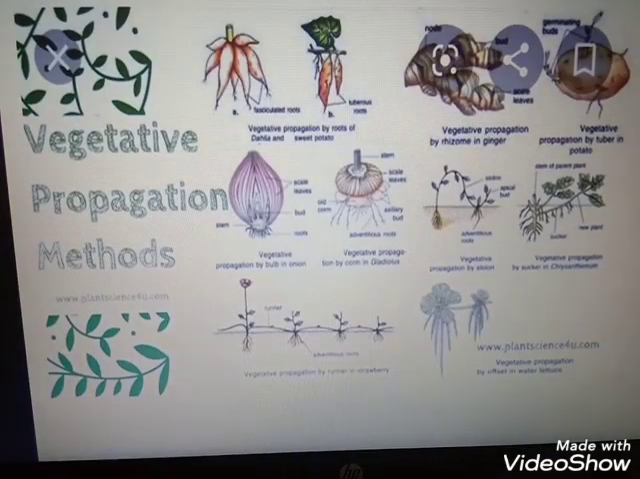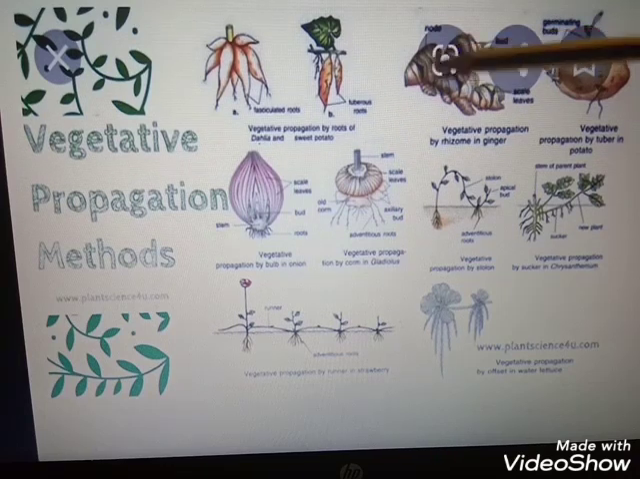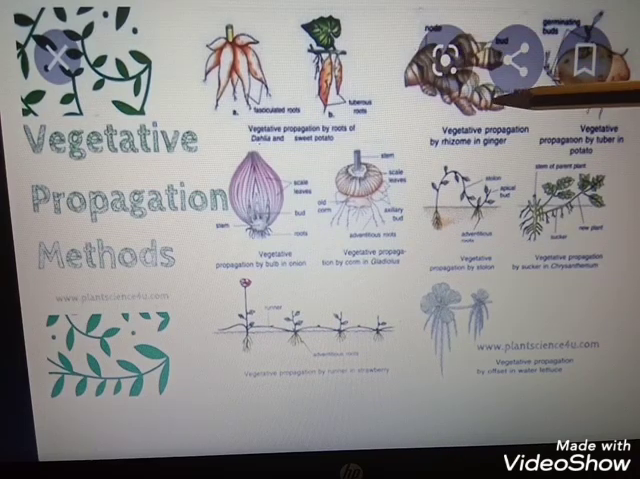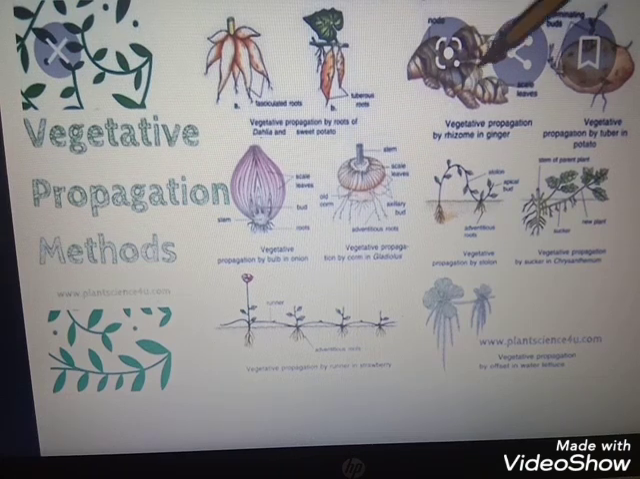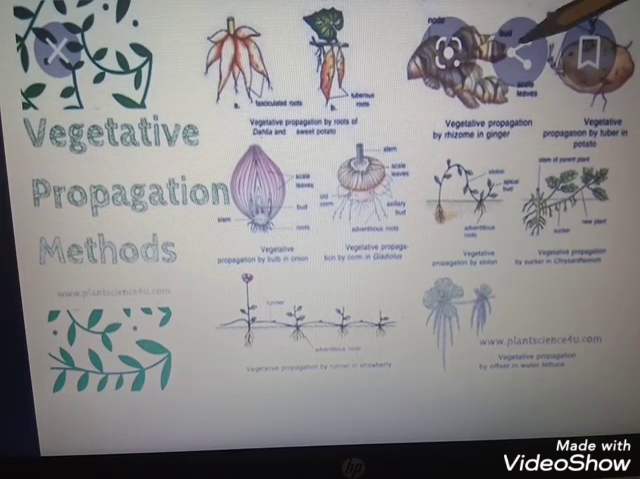So here are some pictures of the vegetative propagation methods. Here this is the rhizome. The rhizome has node, bud and scale leaves. I hope you can see this picture. In this rhizome example, turmeric and ginger are examples for the rhizome. They have the node, bud and scale leaf. From this a new organism is forming.